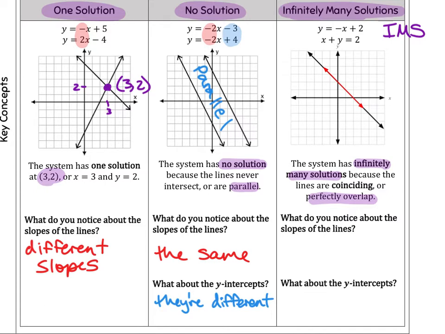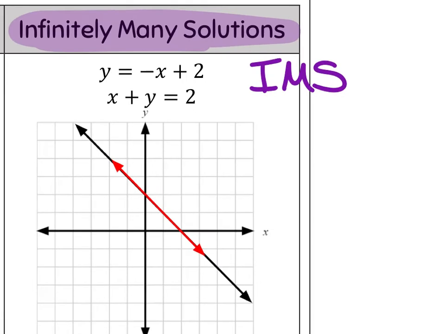In fact, what do we notice about their slopes? That they're the same. Well, are they? Can you tell anything about the slope of that second line right now? No. What do we do with equations that look like that so we can talk about the slope? Solve it for y. Okay, walk me through the steps. What do I do with this first? Subtract x to the other side. It's going to cancel. We have y equal to negative x plus 2.